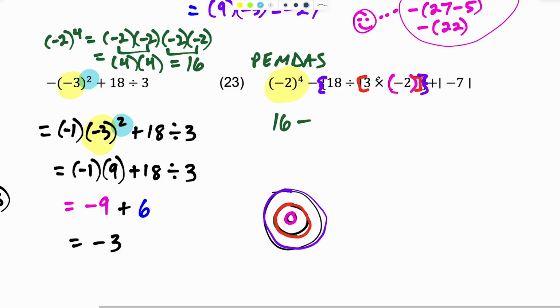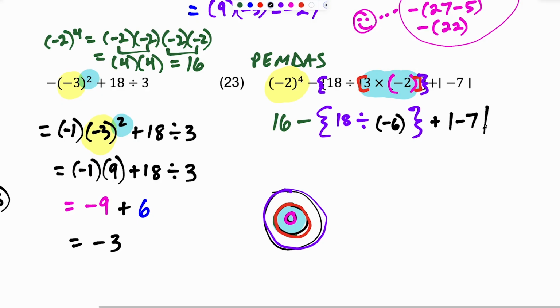Let me just change colors for the highlighter. We're going to focus on being in this space here inside the parentheses and the brackets. So let's go ahead and work that out. In the curly brackets now, we have 18 divided by, and I'm going to write that result over here. What we have inside the parentheses and brackets is 3 times negative 2, which is negative 6. Just remember a positive times a negative is negative, and 3 times 2 is 6. So we have 18 now divided by negative 6. And then outside of the curly brackets, we still have this plus the absolute value of negative 7. So now this is much simpler and we can move forward.